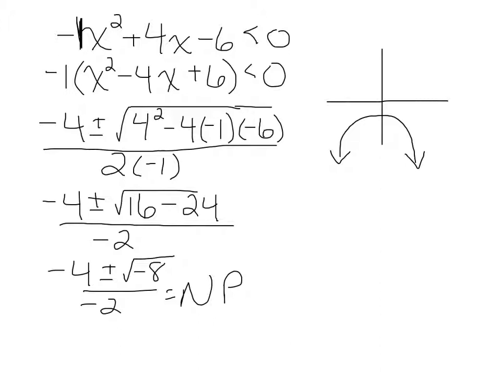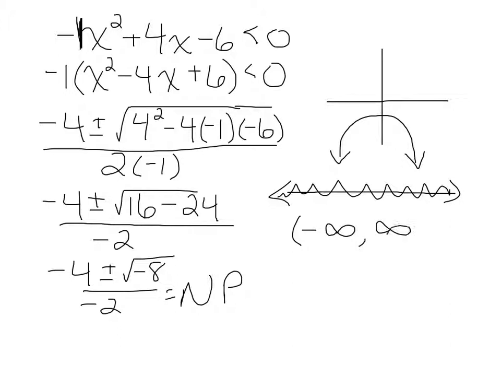Let's write that in the three forms. For a number line, it would be everything. It's always below 0. For an interval, it would be from negative infinity to positive infinity. And symbolically, x contains the set of real numbers. Real numbers, that means everything. It's all real numbers. So x contains the set of real numbers.